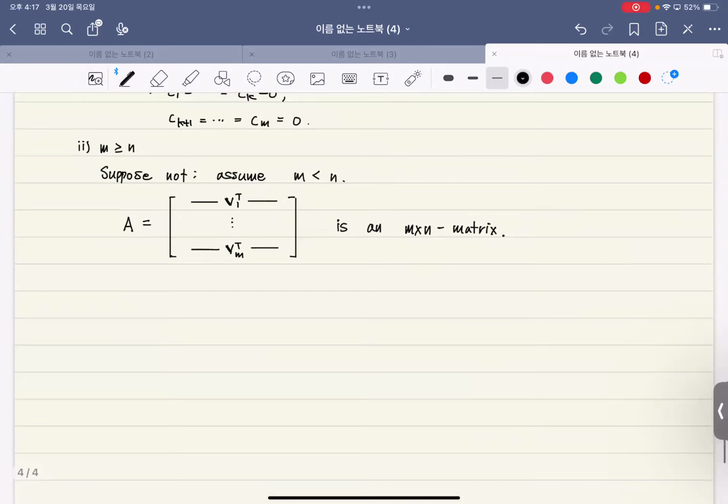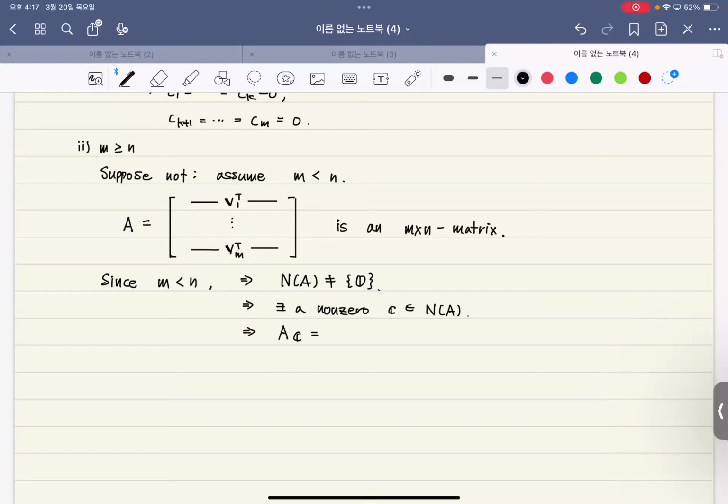Okay, so since m is less than n, the null space of A cannot be the trivial subspace. So this means there is some non-zero vector, which I will call C, in N(A), the null space of A. All right. Now, A times C is 0.